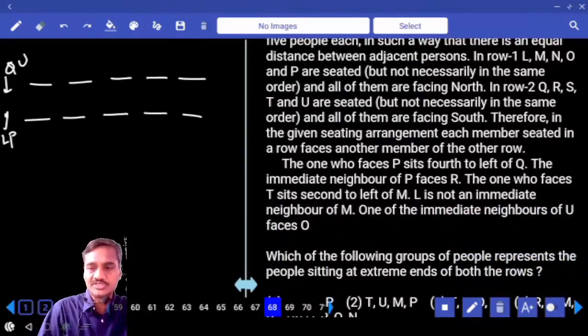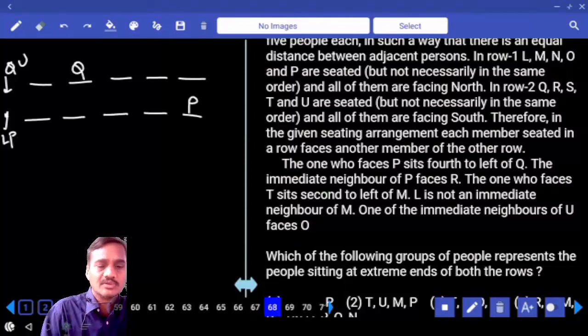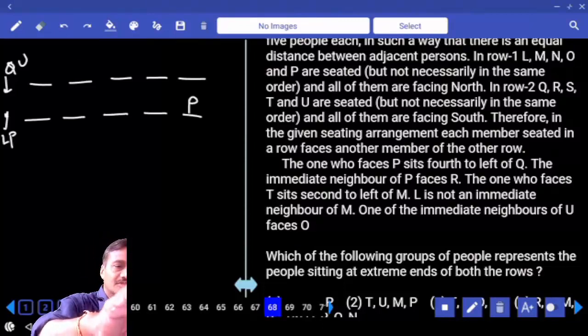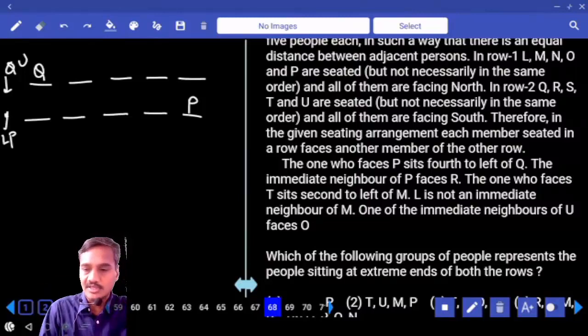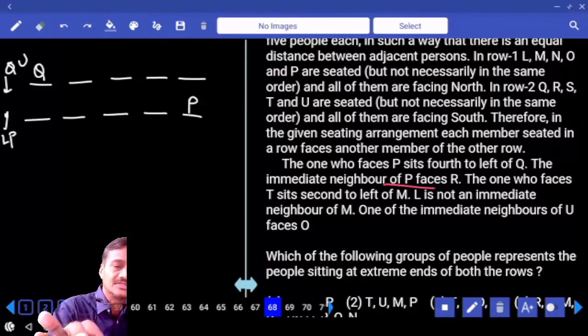And the one who faces P sits 4 to the left of Q. P is here. Now 4 to the left of Q, this is one possibility. Now 4 to the left of Q means Q must be here. 1, 2, 3, 4. And the one who is facing P is sitting 4 to the left of Q. The immediate neighbors of P face R. Hence, the immediate neighbor of P, this person is facing whom?